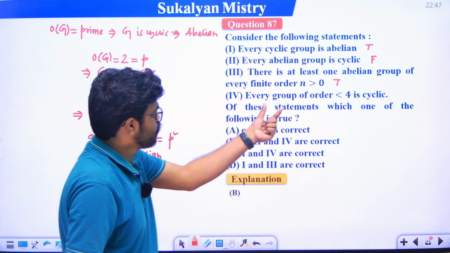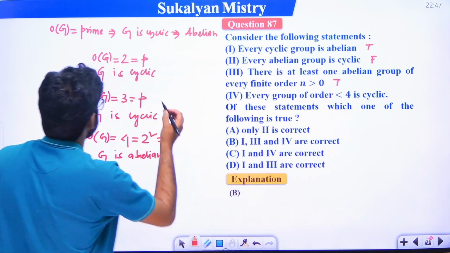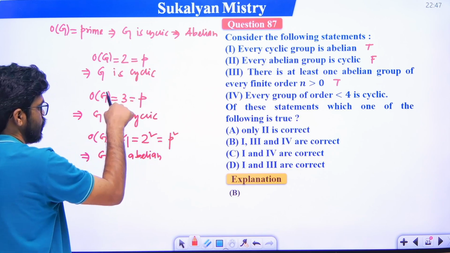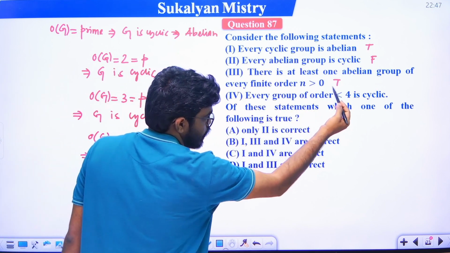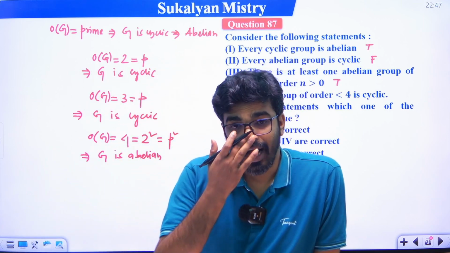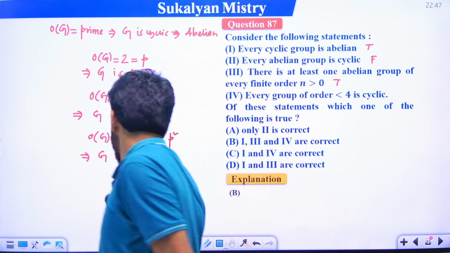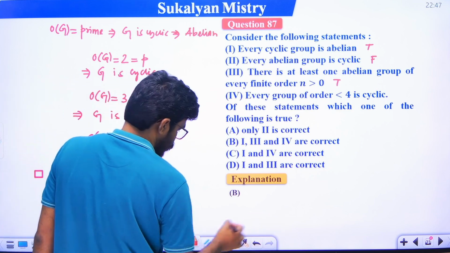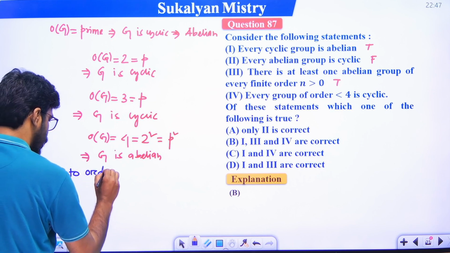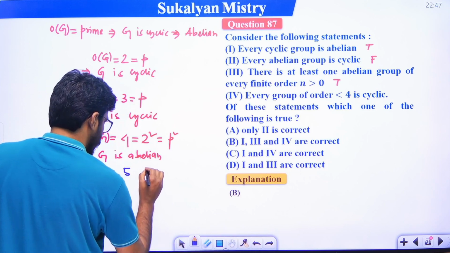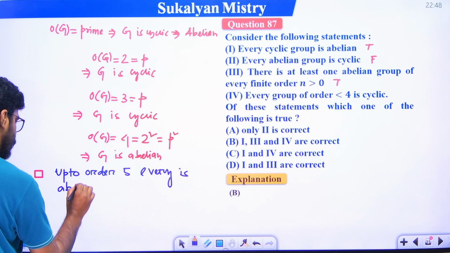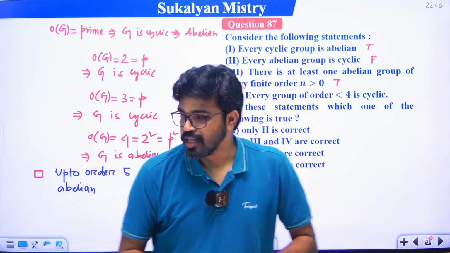The option says every group of order less than 4 is cyclic. Obviously, if G is a group of order 2, this is cyclic. If G is a group of order 3, this is cyclic. So every group of order less than 4 is cyclic. It should be noted that up to order 5 every group is abelian. Note this point: up to order 5, every group is abelian.